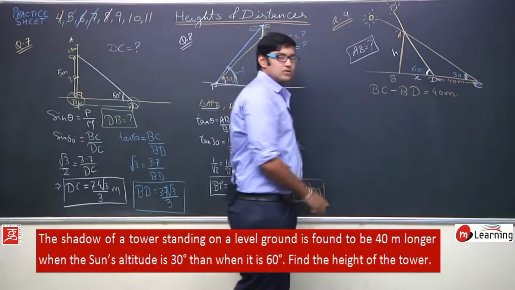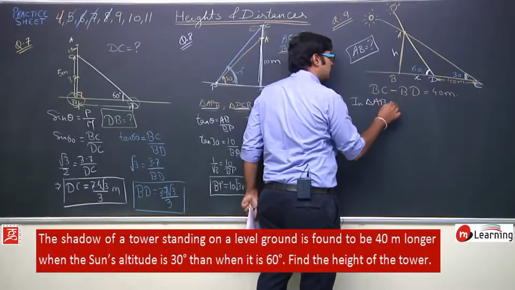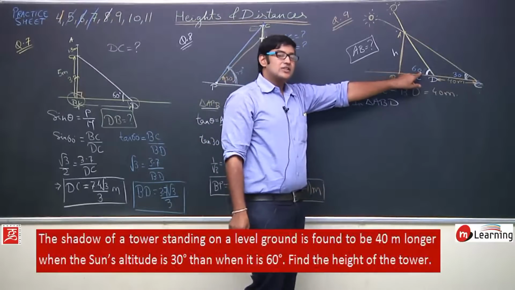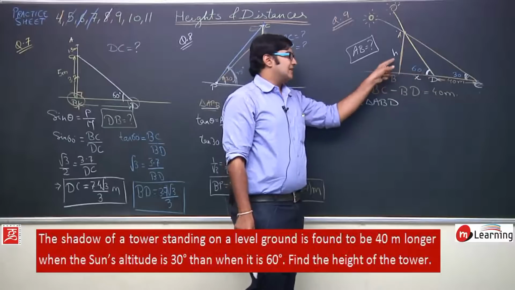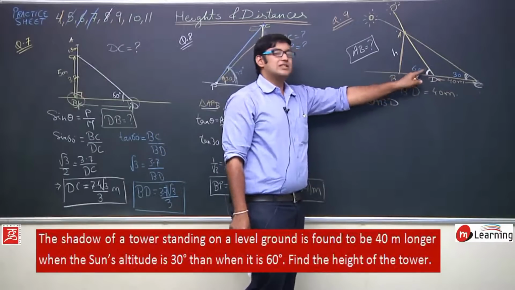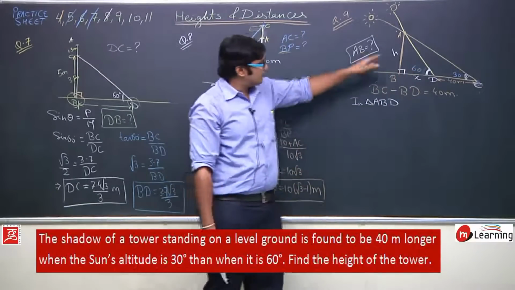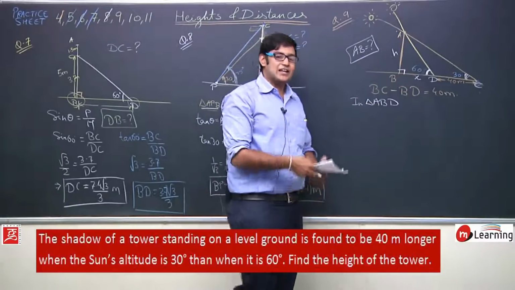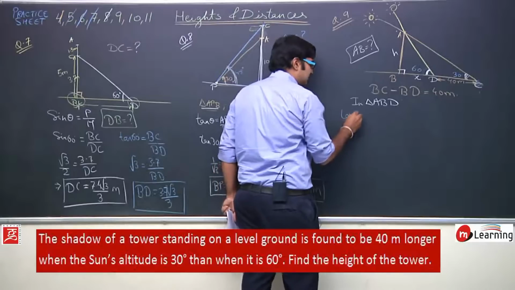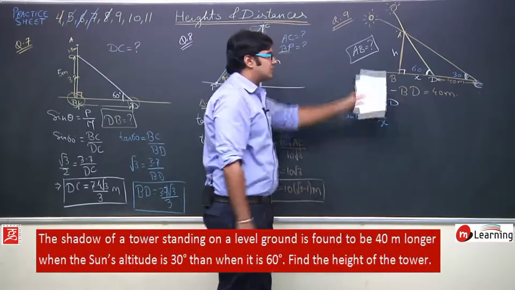If I observe triangle ABD, this 60 degree angle of this triangle ABD, this h is the perpendicular with respect to this angle and this x is the base with respect to this angle. Why? Because this angle is 90 degree. Okay, this is a right angled triangle. So this is the perpendicular and this is the base. So what I can write is a relation between perpendicular and base, that is tan 60 degrees is equal to perpendicular upon base in the first triangle.